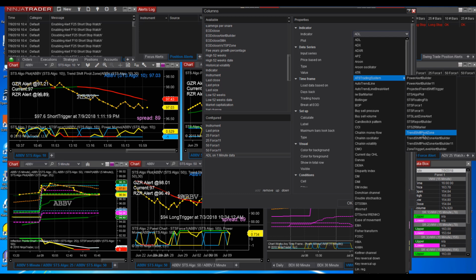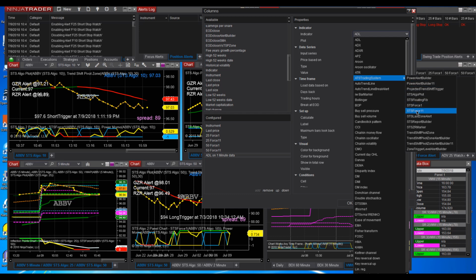This is the pivot zone alert builder. It's the current bar and the bar before. The power builder is the blue ones at the bottom. It's the current bar and the bar before. And then the force alert is the green and red lines. It's the current bar and the bar before.